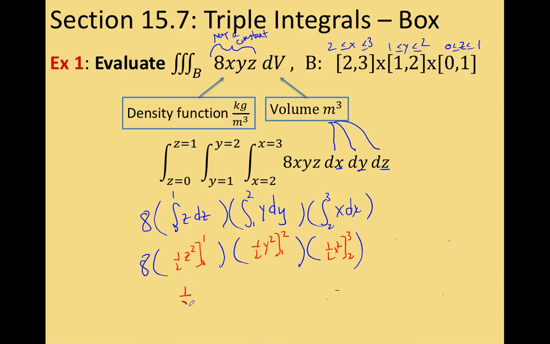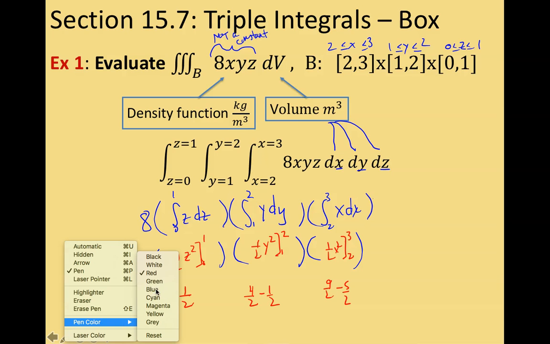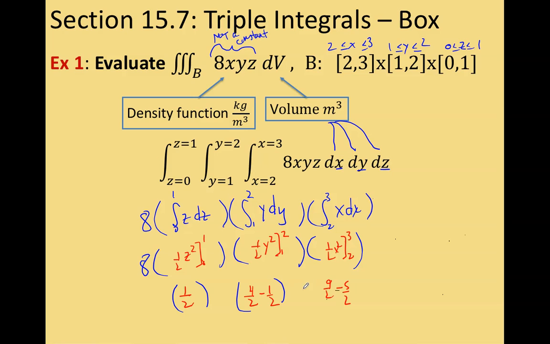So what is this? This is going to be just a half because I have a 0. This is going to be 4 over 2 minus 1 over 2. And this is going to be 9 over 2 minus 5 over 2. So what do I have here? 8 times a half times 3 halves times, oops, sorry, that's a 4, 5 halves. So 2 times 2 times 2 is 8, all in the denominator. So I end up with 15 what?